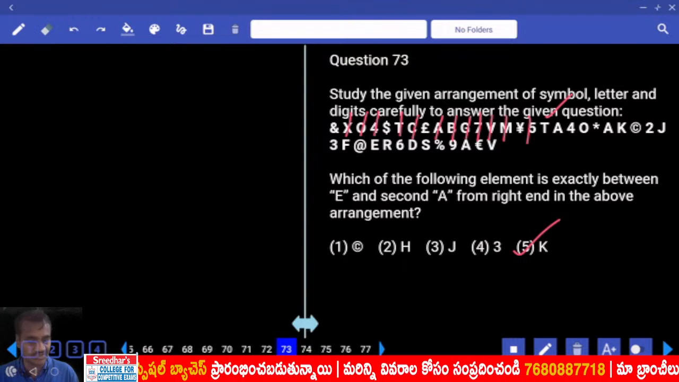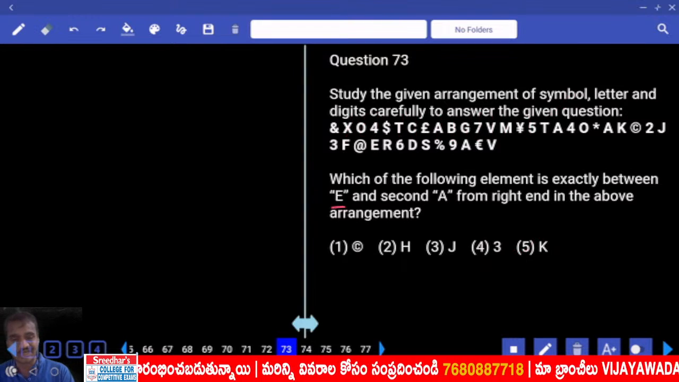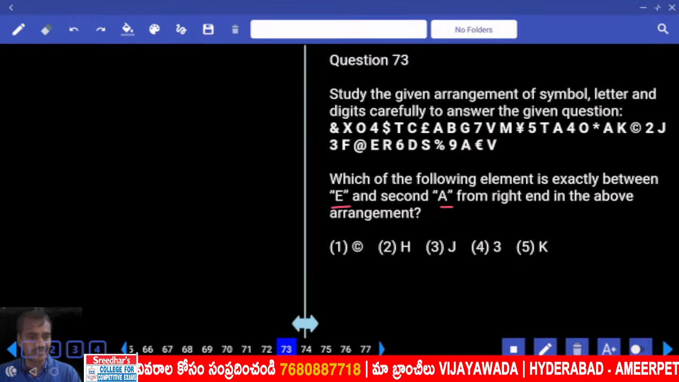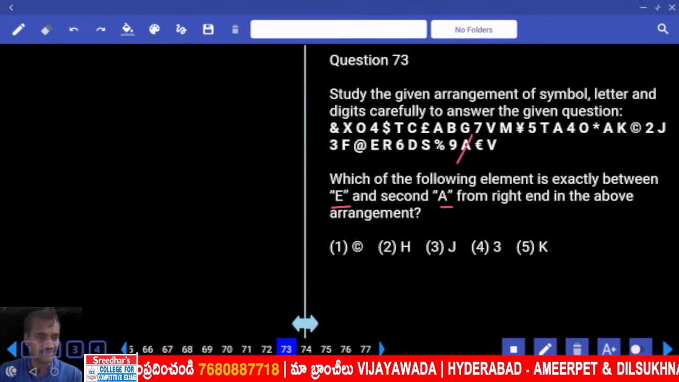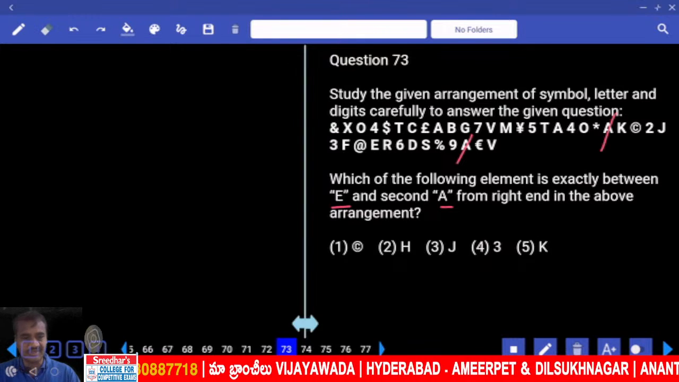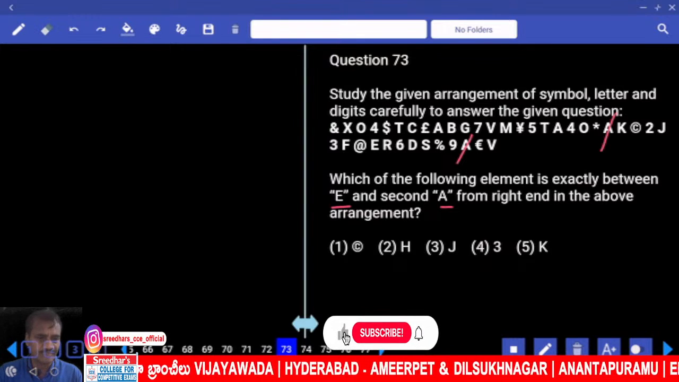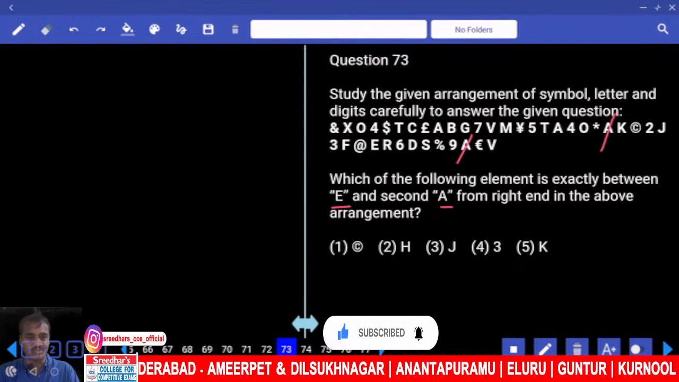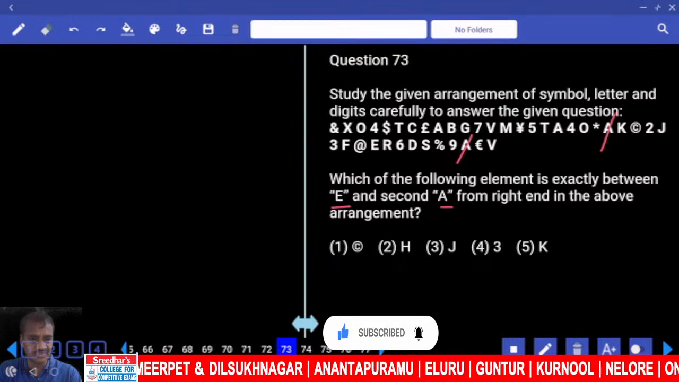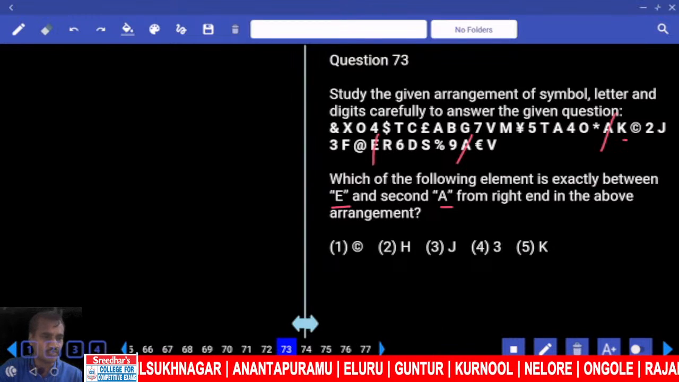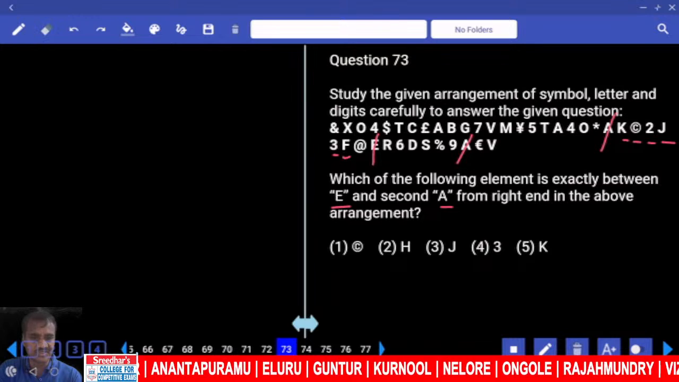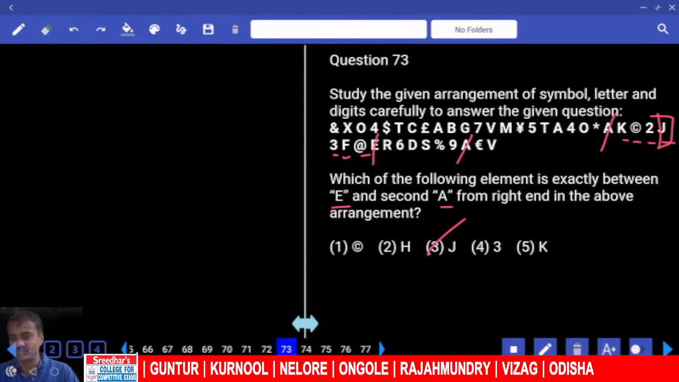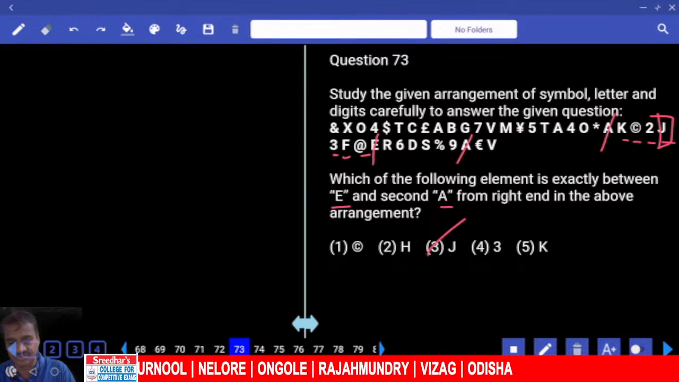The next one, 73, which of the following element is exactly between E and the second A from right hand? Second A from the right hand, this is first A and this is the second A. Now between E and the second A, which of the following is exactly between? Where is this E? E is at this place. Now between these two, 1, 2, 3, 4, 5, 6, 7. 7 is nothing but the fourth element is exactly between. And the fourth element, that is J, choice 3, question number 73.